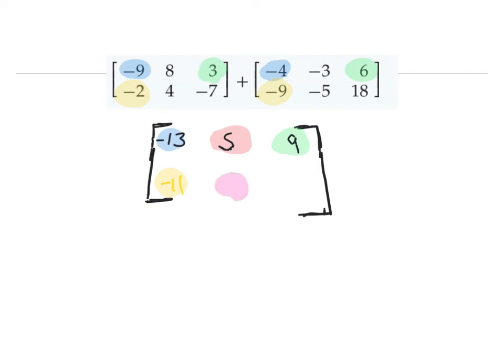What goes in the bottom middle? Negative 1. Perfect. 4 plus negative 5 is negative 1. And then lastly, we have the lower right-hand corner. Negative 7 plus 18 would be, is it positive or negative? Positive 11. So this is our answer.